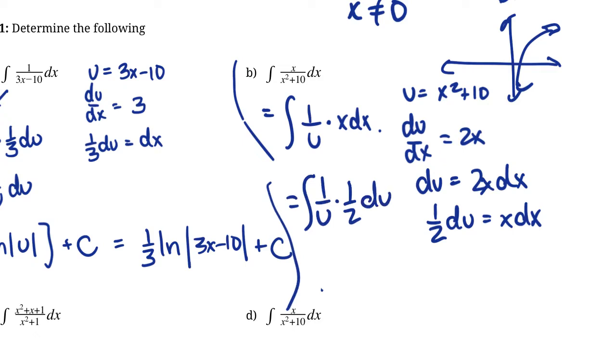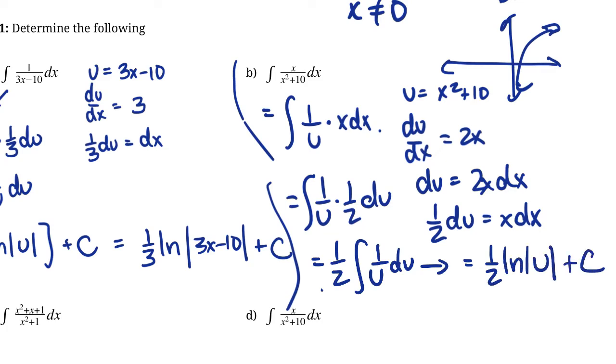Again, that 1/2 gets pulled to the outside, right? So it's just going to be 1/2 of the integral of 1 over u du. And then if we back substitute, we have to take the integral first, that's just going to be 1/2 ln absolute value of u plus c. And then if we back substitute, we're going to get 1/2 ln of x squared plus 10.